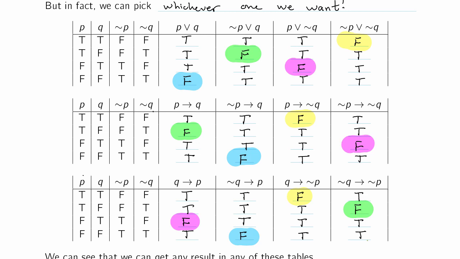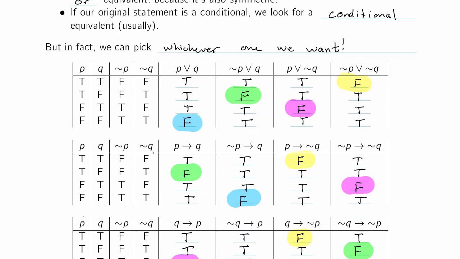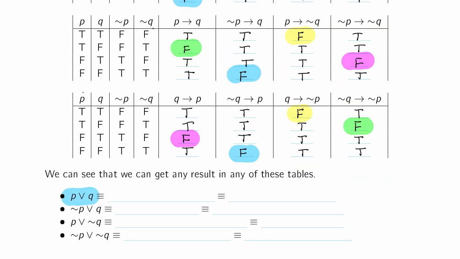We really can pick whichever one of these we want. We have collections of three equivalent statements, one pulled from each truth table. The P or Q, that's this first column in the first truth table. That's equivalent to not P, then Q in the second truth table, and it's equivalent to not Q, then P in the third truth table.